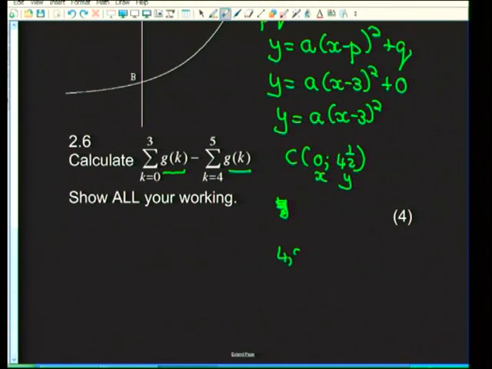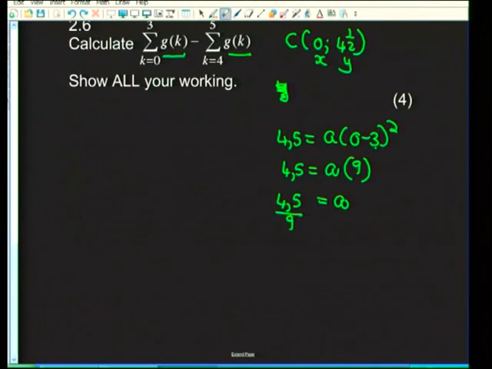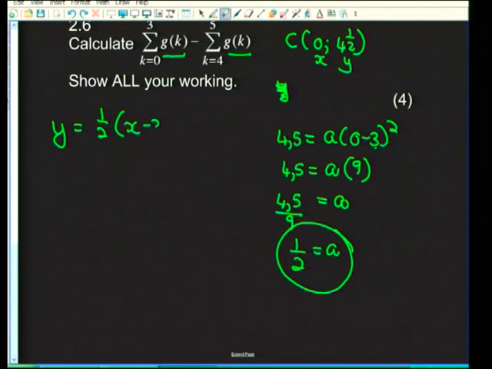So let's go 4.5 equals A(0 minus 3) all squared. So it's 4.5 equals A, and that's minus 3 squared, which is 9. So A is equal to 4.5 over 9, which, thanks to good planning on their question, works out very nicely to be a half. So A is equal to a half. So we have the equation y equals a half (x minus 3) all squared. Now it's up to you at this stage. You can go and work this out by multiplying out, but I don't think it'll make your question any easier.